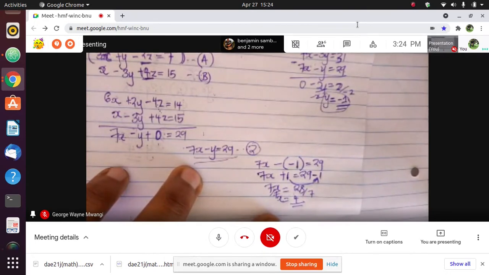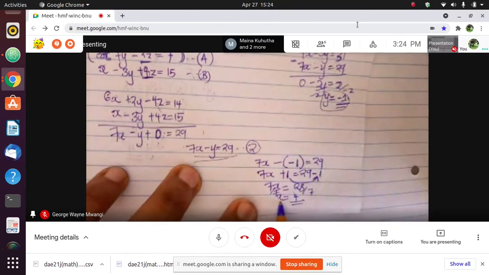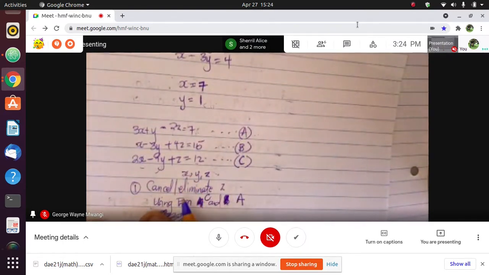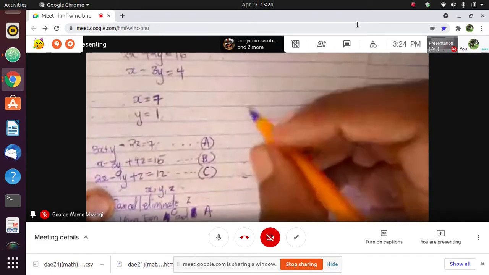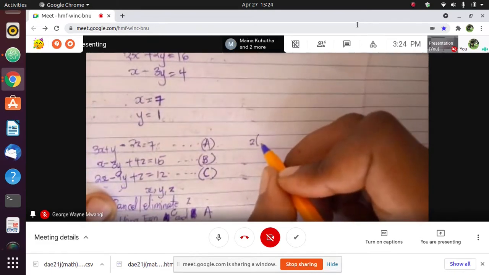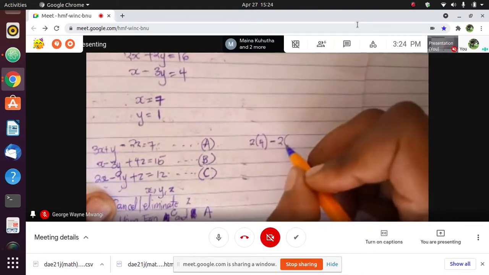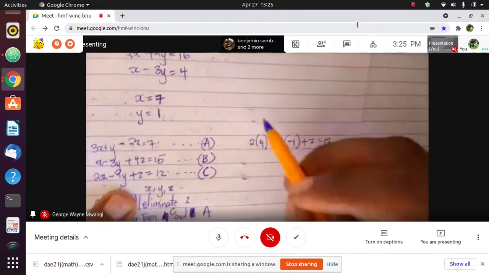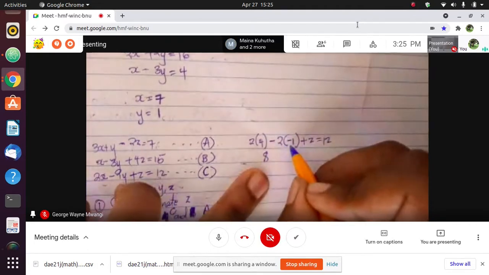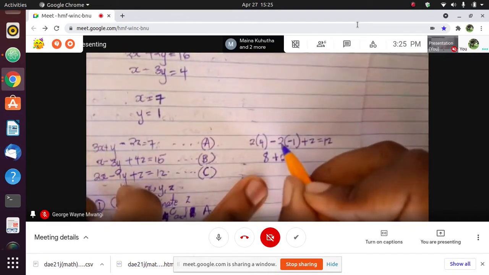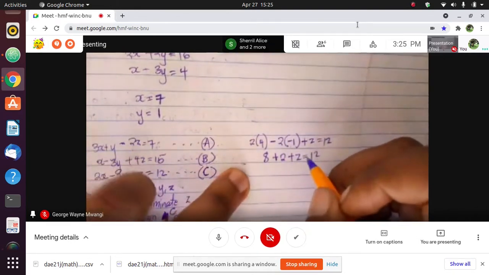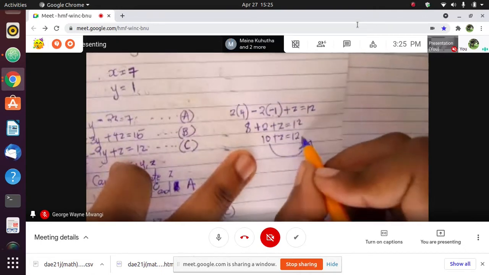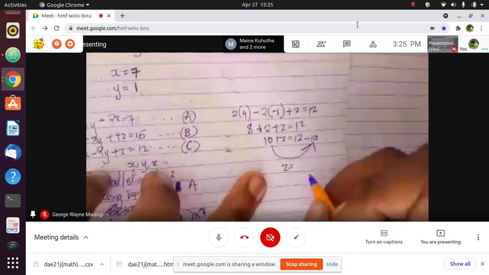Sawa. Now we have the value of y and we have the value of x. Now we can come to any of these equations, A, B, or C, to get the value of z. Now let us use this one here, 2x, the equation C. So the value of x is 4 minus 2, and the value of y is negative 1, plus z is equals to 12. Now 2 times 4 is 8, minus 2 minus 1 inakuwa plus 2 plus z is equals to 12. So 10 plus z is equals to 12. Now let us take 10 to the other side and it will become a negative, so minus 10, giving us that the value of z is 12 minus 10 is 2.